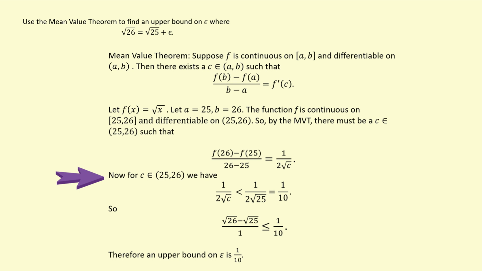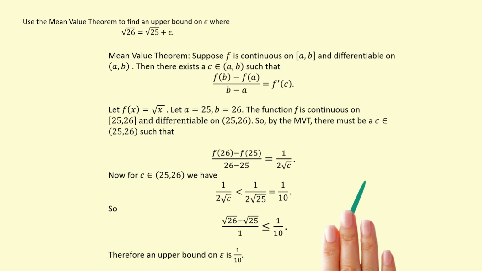So now if we go back and fill in f(26) and f(25), and also work out that 26 minus 25 equals 1, then we have the square root of 26 minus the square root of 25, divided by 1, is less than or equal to a tenth. And so therefore an upper bound on epsilon, which is this difference between the square root of 26 and the square root of 25, must be 1/10. So that should be enough to get you 4 marks.